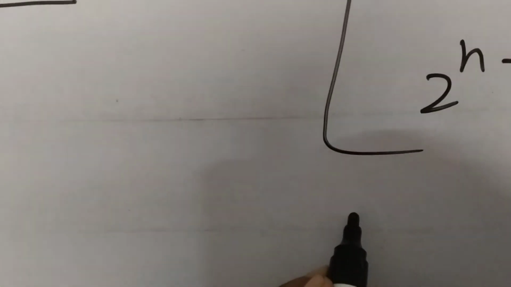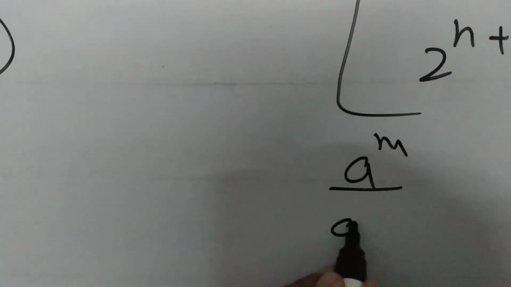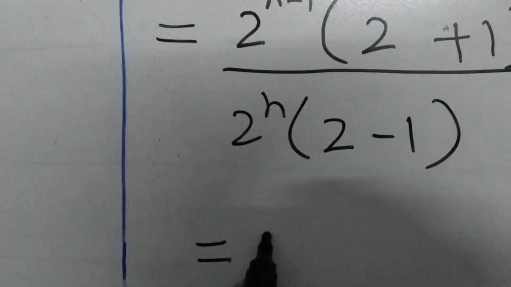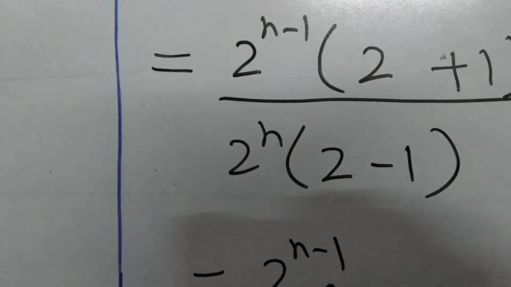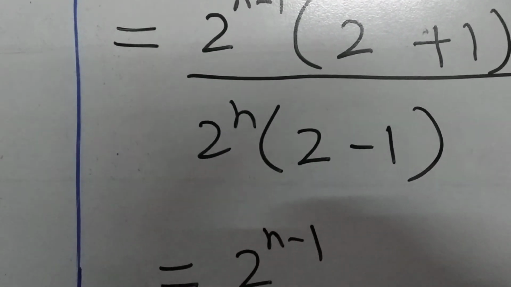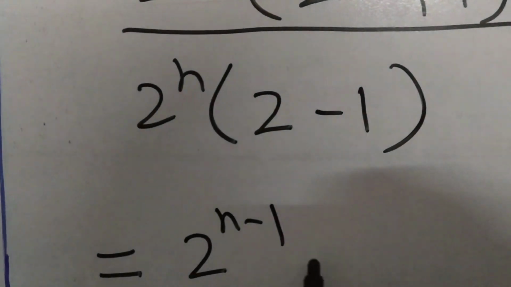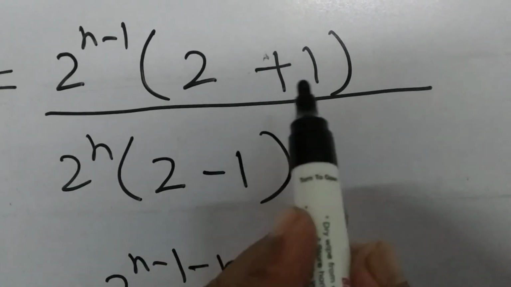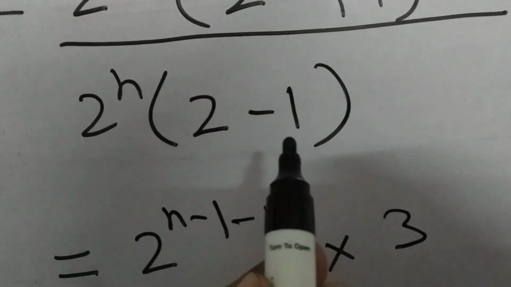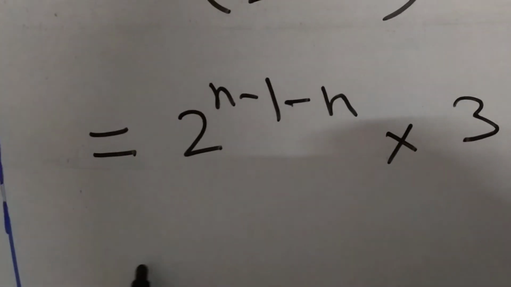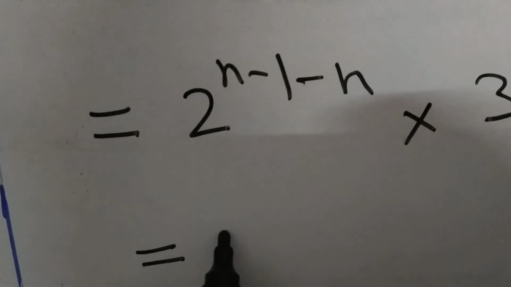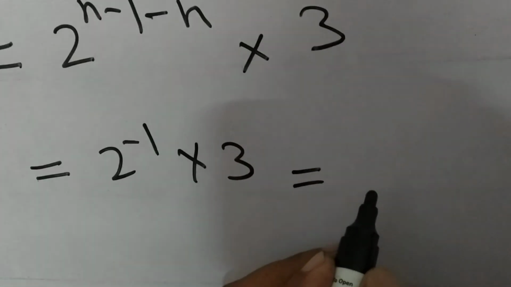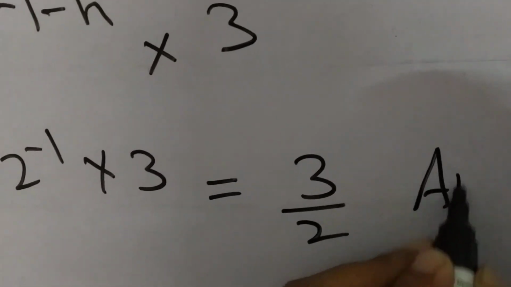We know that a raised to power m divided by a raised to power n is equal to a raised to power m minus n. 2 raised to power n minus 1 upon 2 raised to power n is equal to 2 raised to power n minus 1 minus n, into 2 plus 1, 3, upon 2 minus 1, 1, is equal to 2 raised to power minus 1 into 3. 2 raised to power minus 1 is equal to 1 by 2, equal to 3 by 2. Answer.